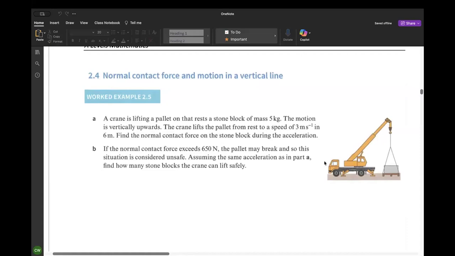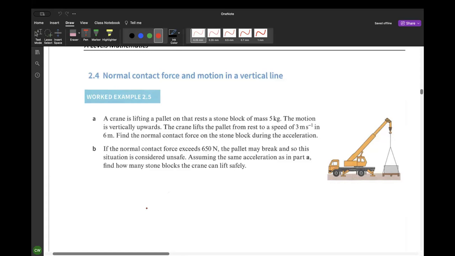A crane is lifting the pallet. This is a pallet. There's a block resting on it. So there's a normal reaction force and there's a weight.